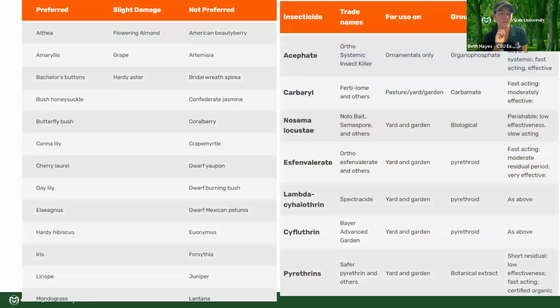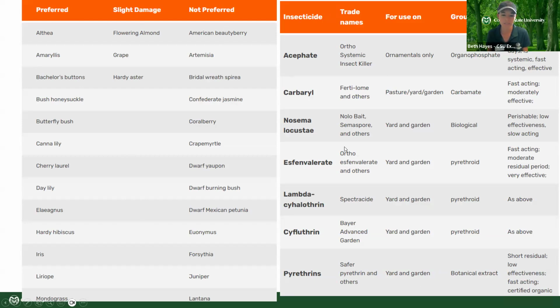These are really good examples from Oklahoma State University that I wanted to put out. So here on the left side of the screen shows you different plant species, and then whether for grasshoppers, they're preferred, slight damage, not preferred. And again, juniper says not preferred, but again, population dynamics, right? Heavy enough numbers, they're still going to eat it anyway. This is a longer list than what I could put on this screen, so I'm going to put this link in the email so you can look at this if you're a home gardener.